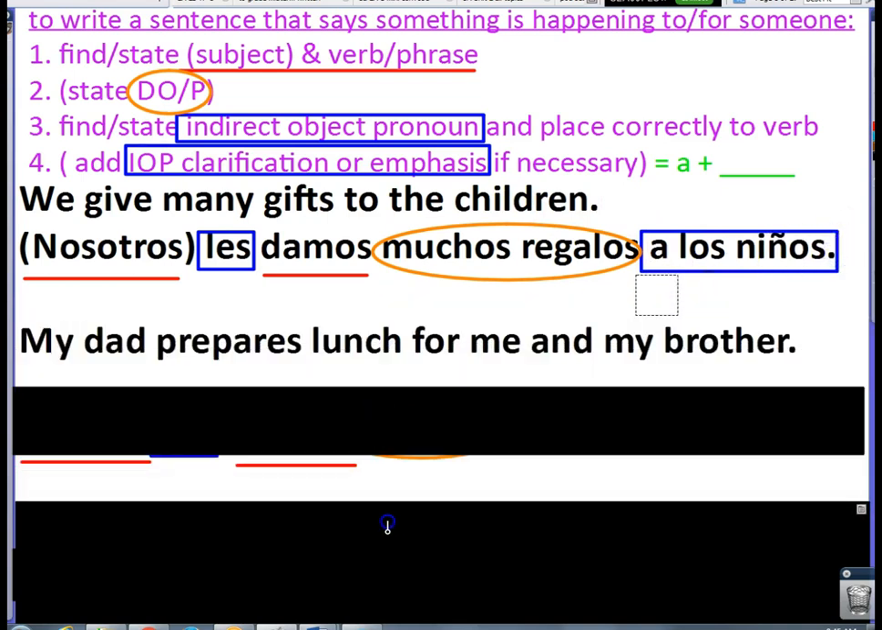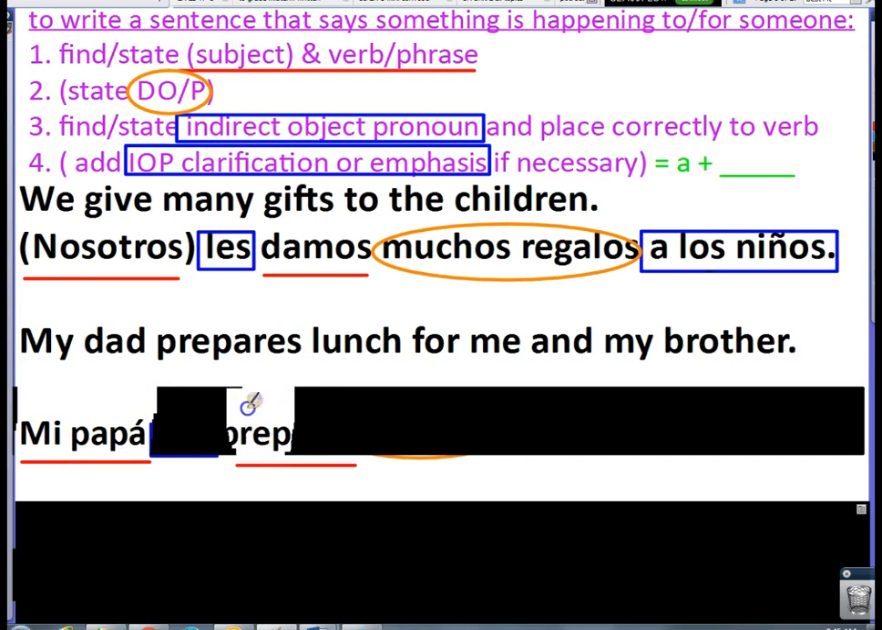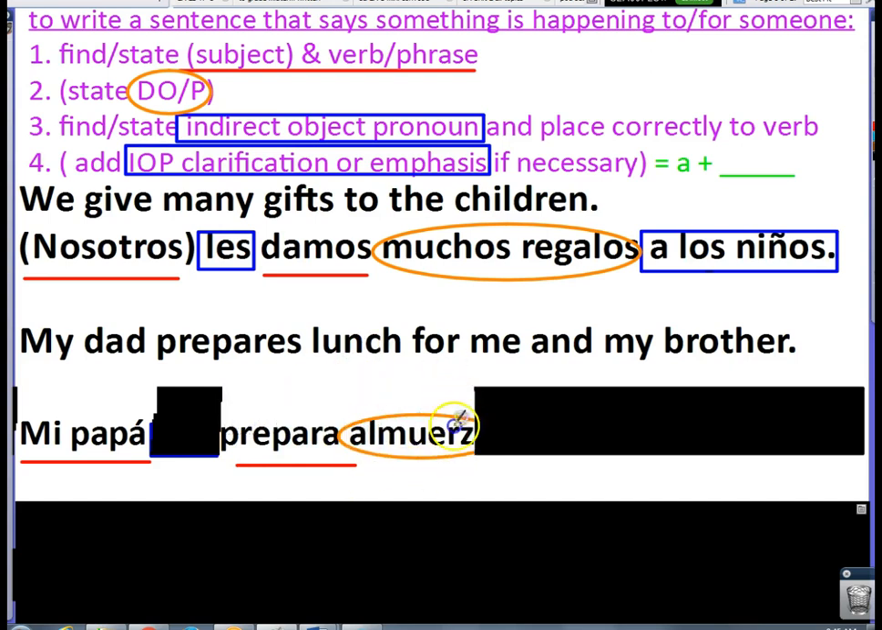My dad prepares lunch for me and my brother. My dad is the subject. That's step 1. And then step 2. Conjugate my verb for my subject, prepara, or what's being prepared, lunch, so almuerzo. Step 3, put in the indirect object pronoun, because if something's being done to or for someone, you must have an IOP. It's happening for me and my brother, so the IOP is nos. I'm going to put it before my conjugated verb.